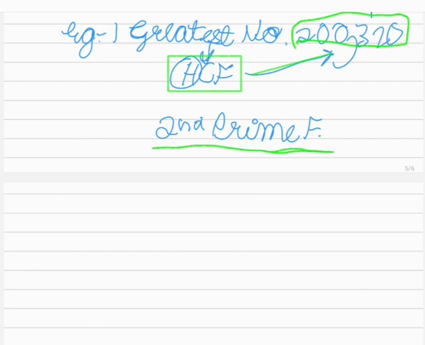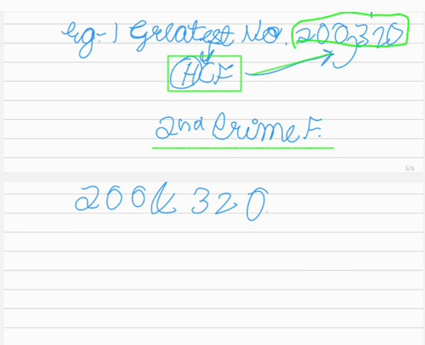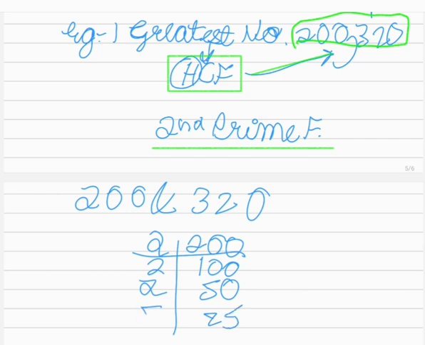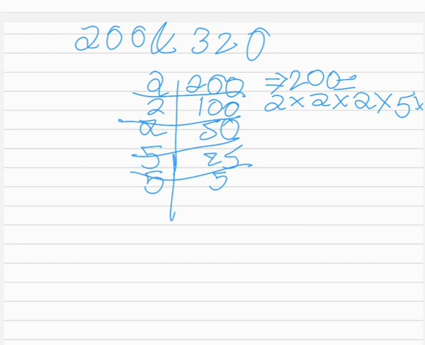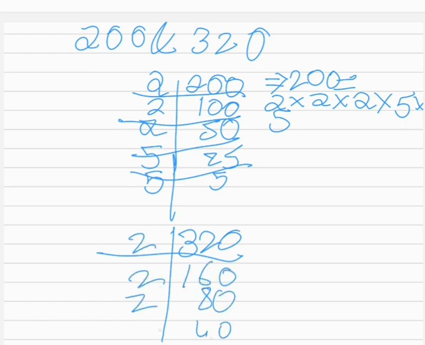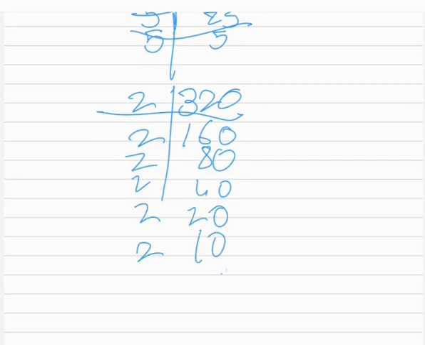I am writing prime factorization as PF. With prime factorization, we have to divide the number with prime numbers. So 200 is equal to 2 into 2 into 2 into 5 into 5. See, 2 into 2 into 2 means 8, 8 fives are 40, 40 fives are 200. So it's correct. And when we divide 320 by 2, 160 by 2, 80 by 2, 40 by 2, 20 by 2, 10 by 2, 5 by 5, 1.